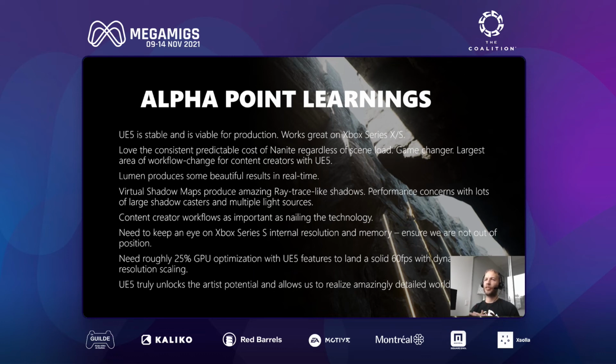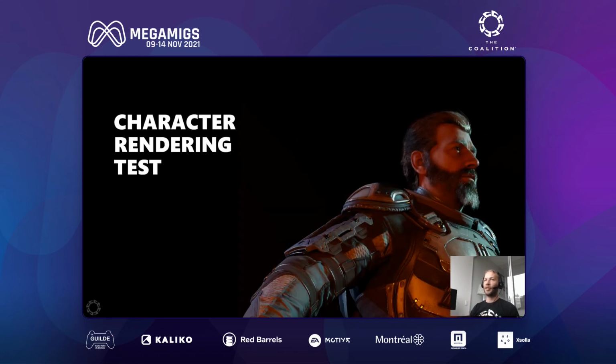Lots of best practices from there. Maybe in the future, the Coalition will have more to say about that as we get through projects. And we need about a 25% GPU optimization with UE5 to hit that solid 60 FPS with dynamic resolution scaling. And things seem to be on track for that with Epic's current velocity. And really, UE5 truly unlocks artist potential and allows artists to realize amazingly detailed worlds, which is really exciting to see. Okay, moving on. Character rendering test.